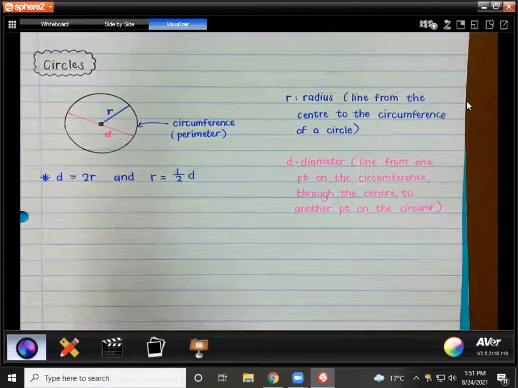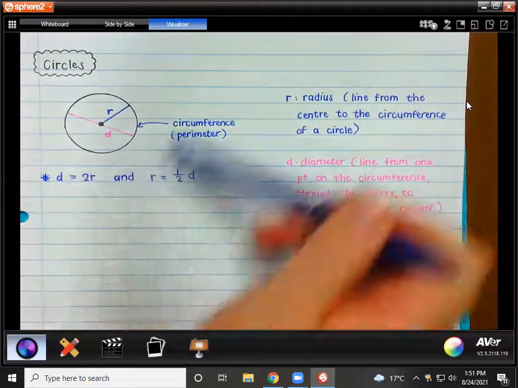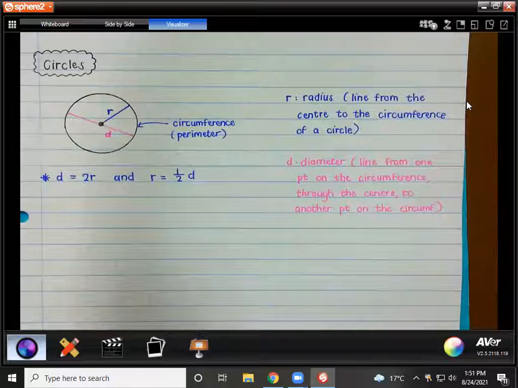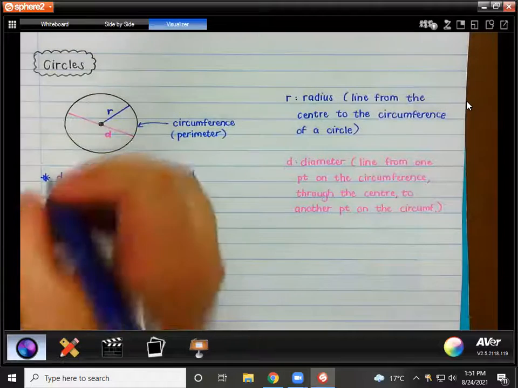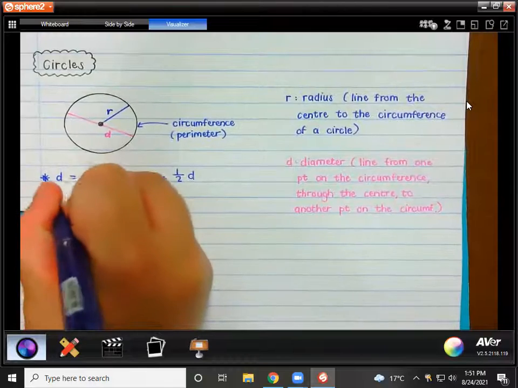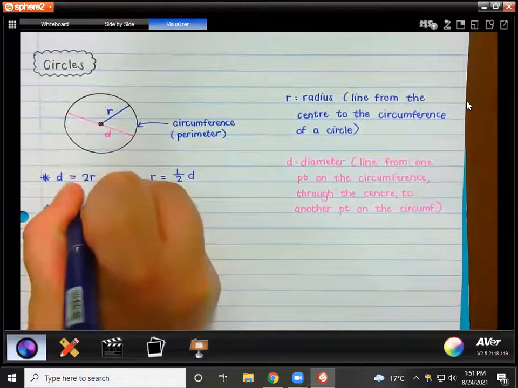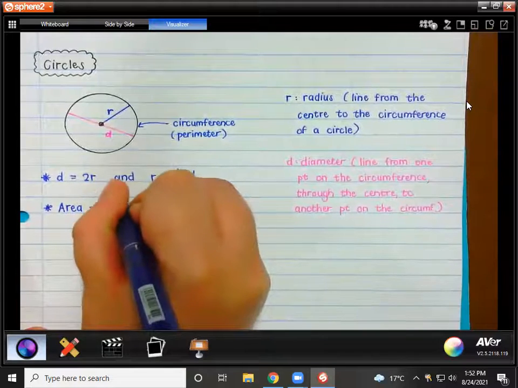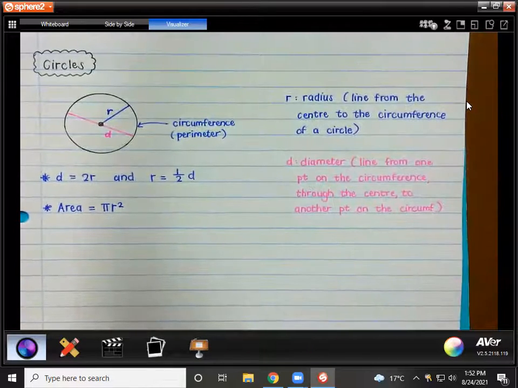This one, the circumference here, it's not going to be the radius squared. I'll show you now what the formula is. Okay. So for area, let's do area first. Area is pi radius squared. Now you might have worked with the number pi in primary school.